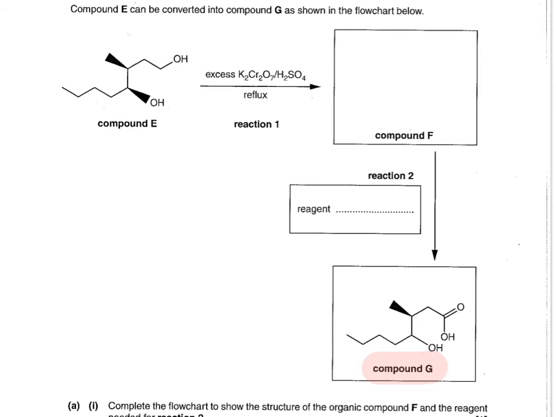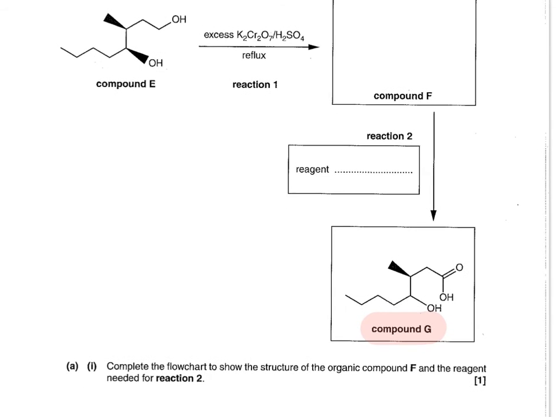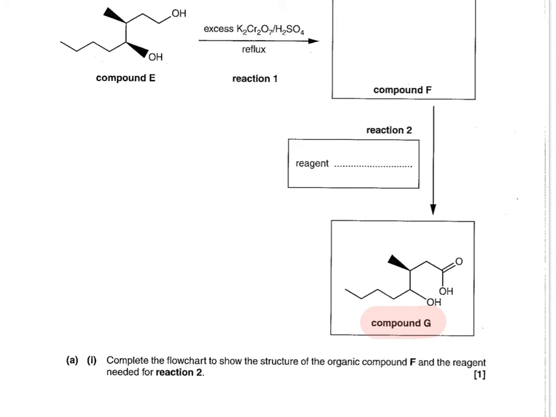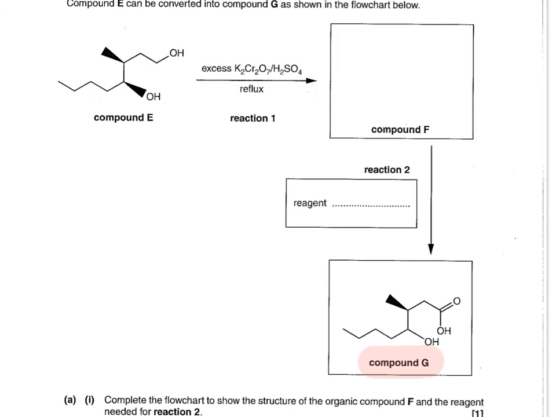So what we can do is pull the page down a bit to see what it's asking you. It says complete the flowchart to show the structure of the compound F and the reagent needed for reaction 2. So looking at compound E in reaction 1, you're going to reflux it with excess K2Cr2O7 in the presence of an acid. So in other words, you've got an oxidizing agent.